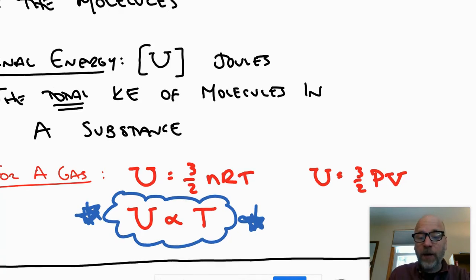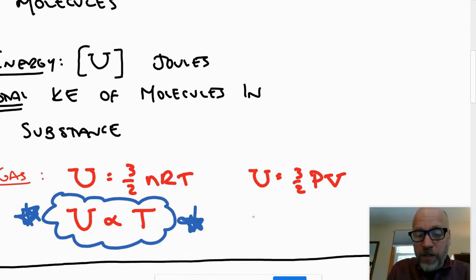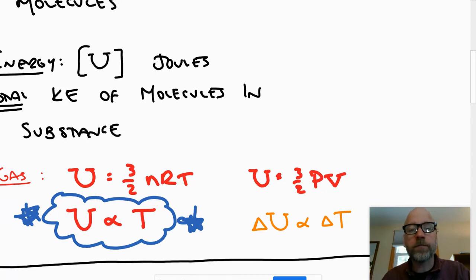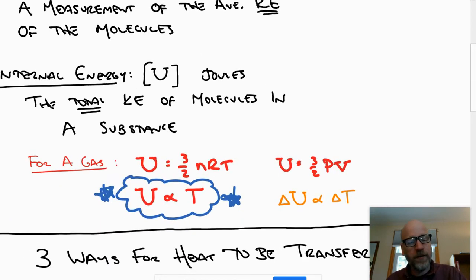And as a little bit of foreshadowing, the change in internal energy would be proportional to the change in temperature. So if something's isothermal, what's the change in energy? That's right, Abel. It'd be 0. Nice job.